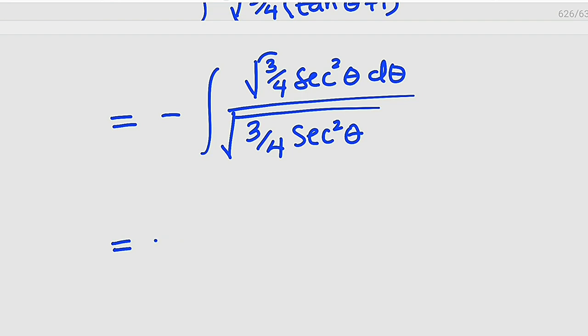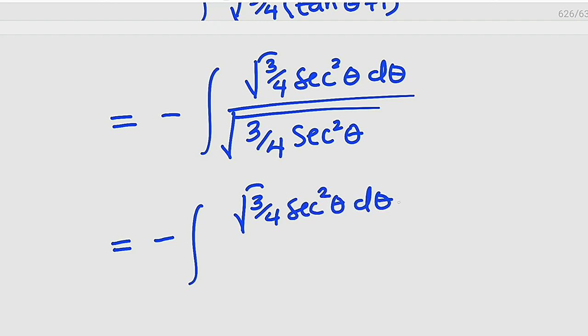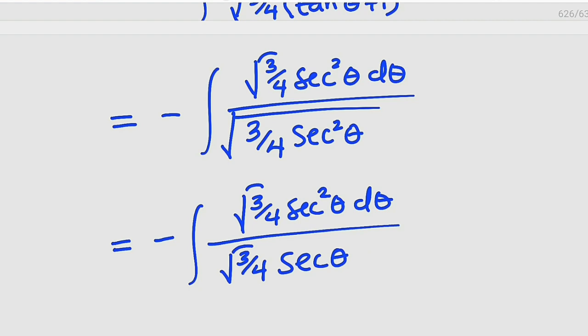Now let us take the square root of the denominator. We have this to be equal to negative the integral of square root of 3 divided by 4 secant squared theta d theta, divided by square root of 3 divided by 4 remain square root of 3 divided by 4. Square root of secant squared theta will give us secant theta. So for cancellation, you can clearly see that this will cancel this, and secant theta will go into secant squared theta one time.